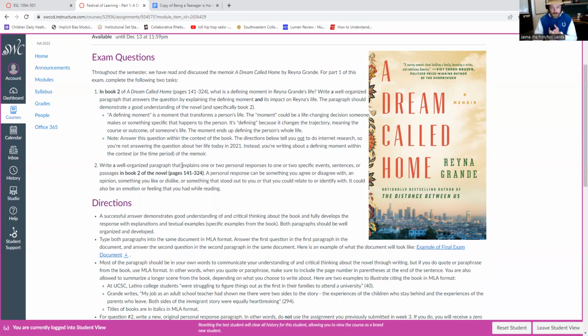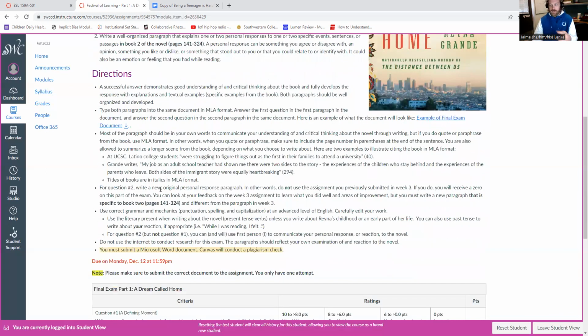It could be something that you disagreed with. It could be an opinion you have about something that happened in the book, something you liked or you didn't like about the book or the writing, or something that you could relate to or personally identify with. And again, you want to support these with evidence from the book. So you make a personal connection, or you're like, I really like this part because of this reason, and you support it with evidence from the book. So again, a successful answer for this writing prompt demonstrates good understanding of and critical thinking about the book and fully develops the response with explanations and textual examples.